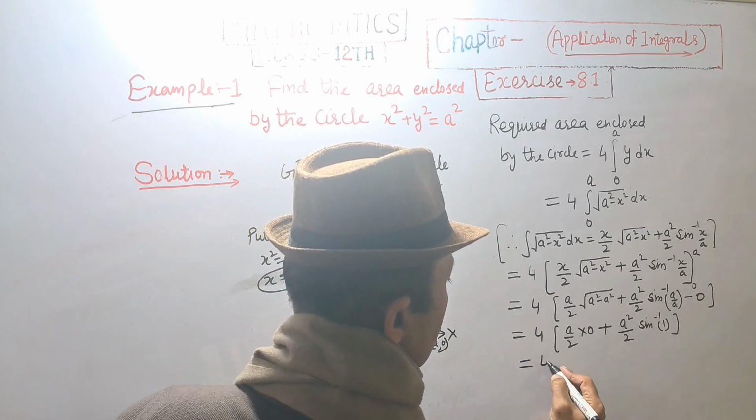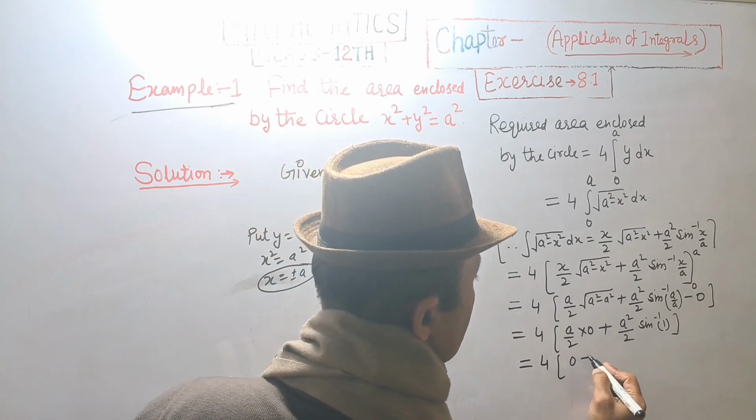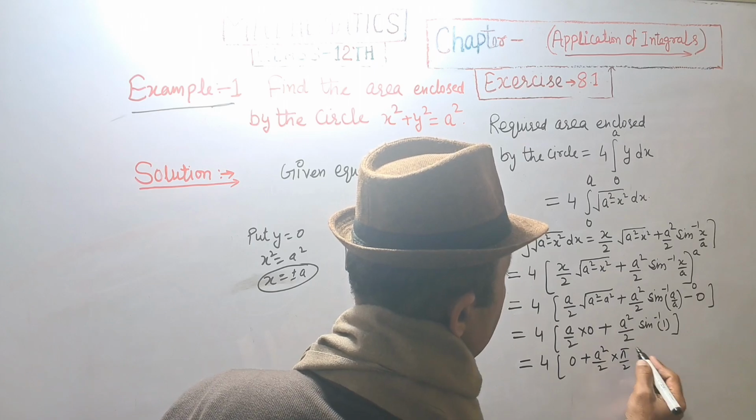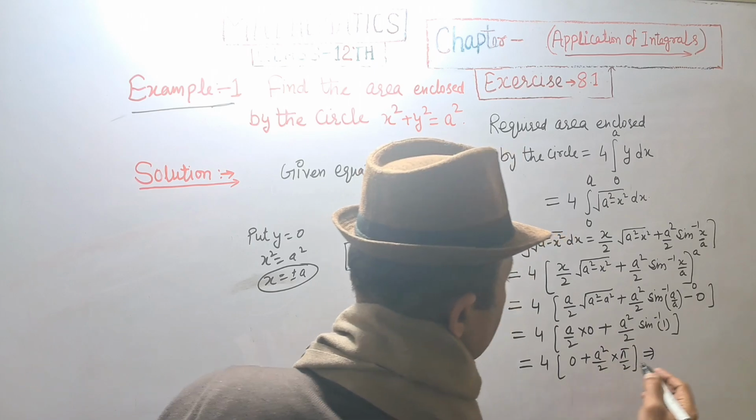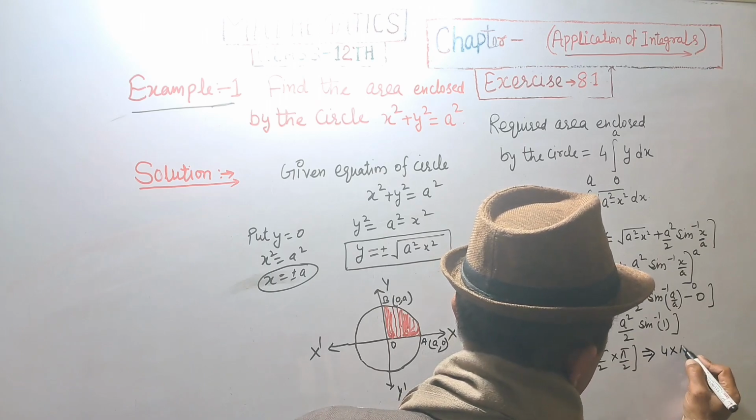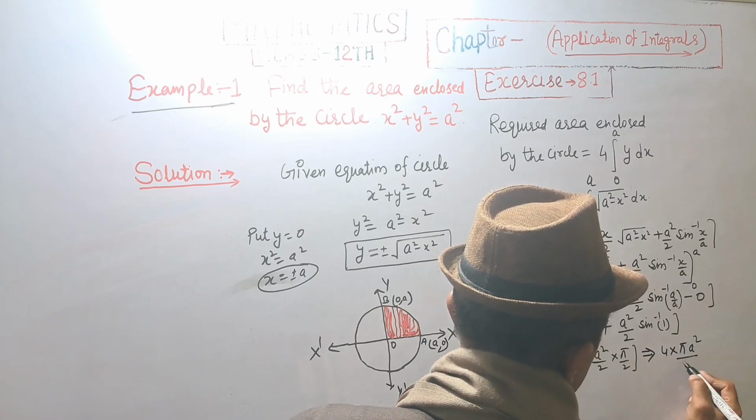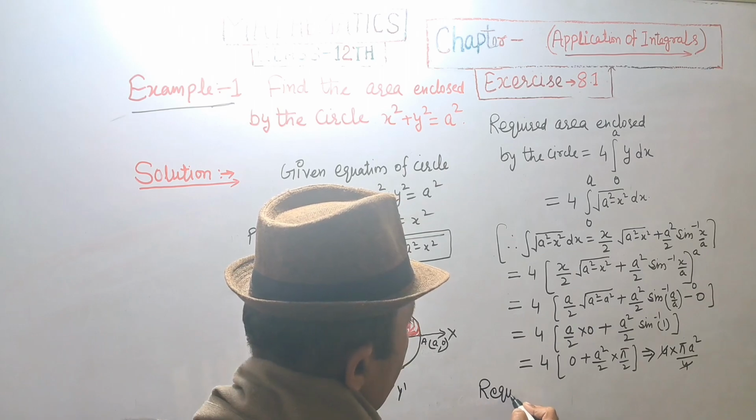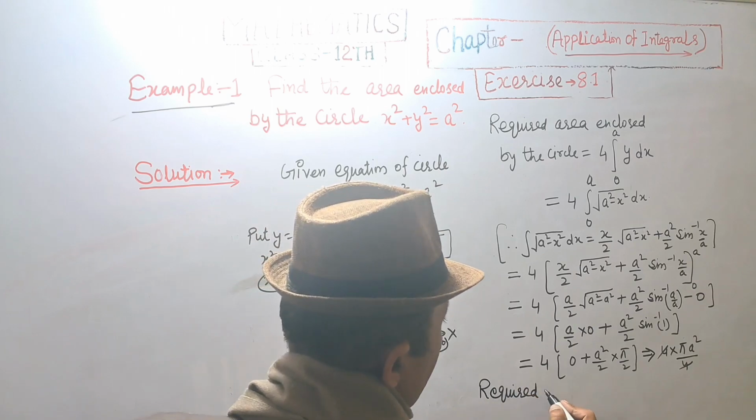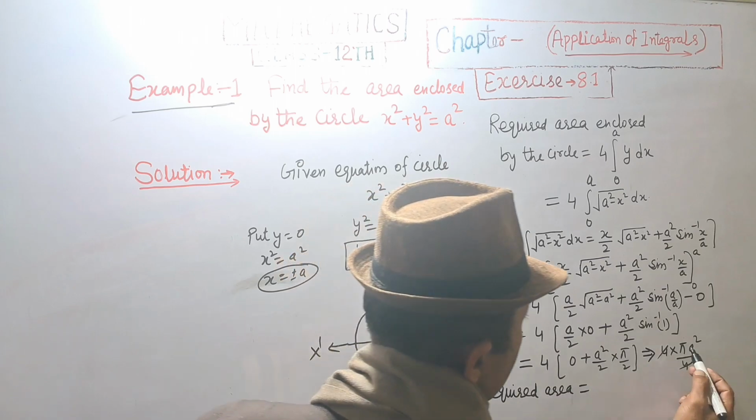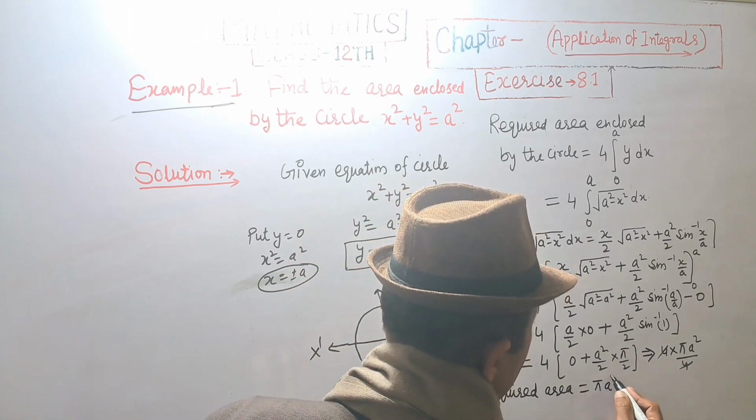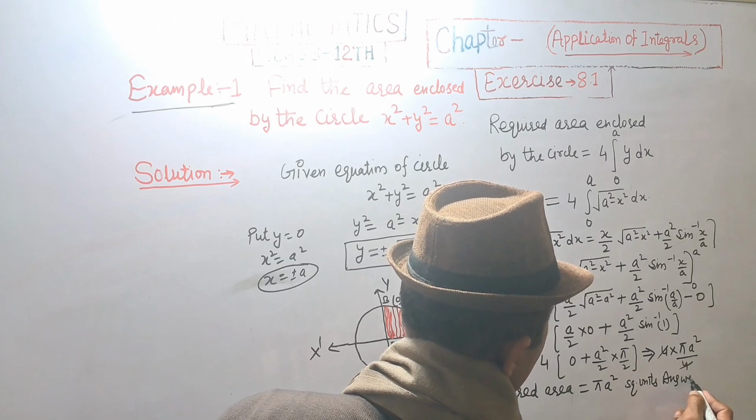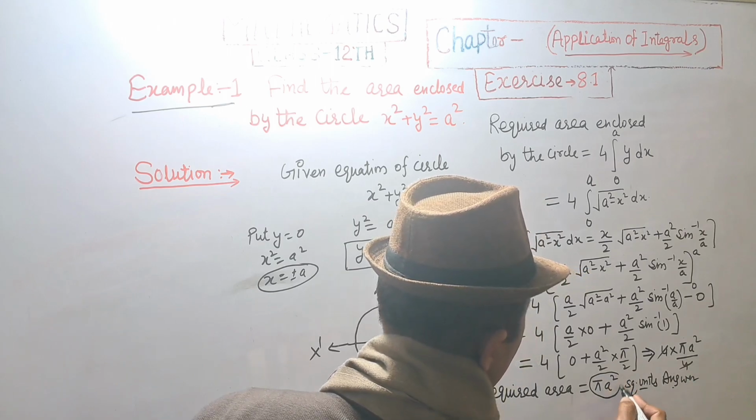And next step, 4 into 0 plus a square upon 2 into pi upon 2, which implies 4 into pi a square upon 4. This is cancelled and we get required area equal to pi a square units. Answer.